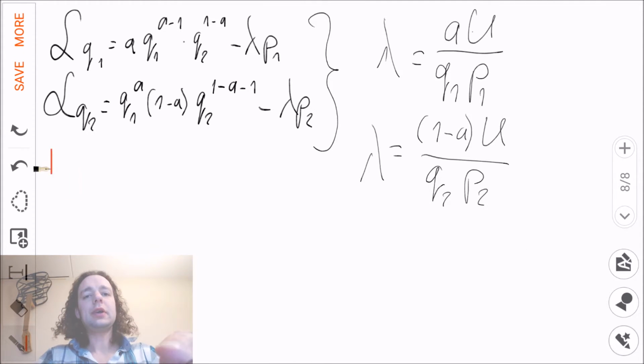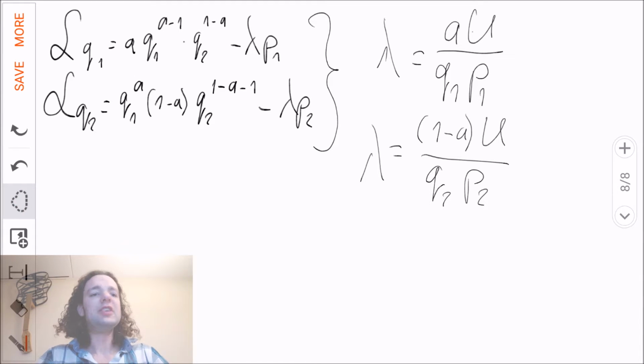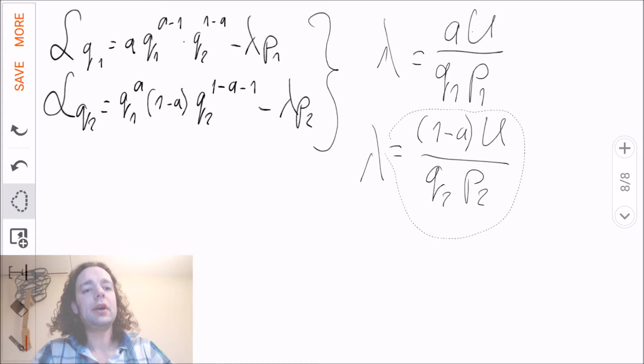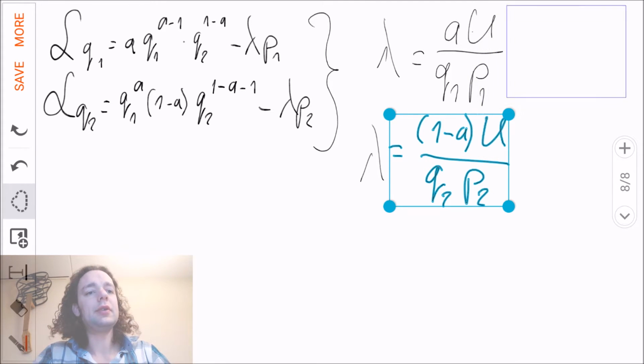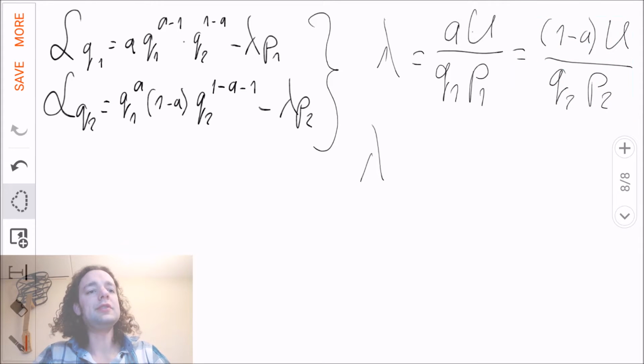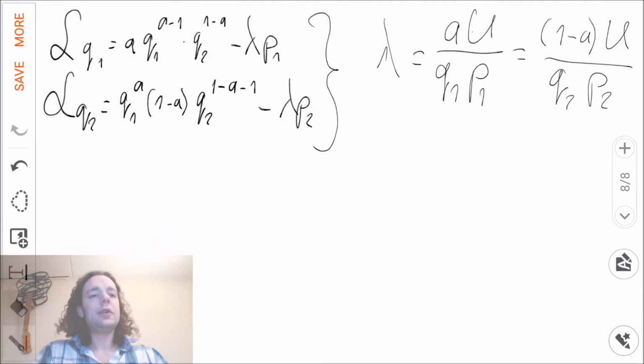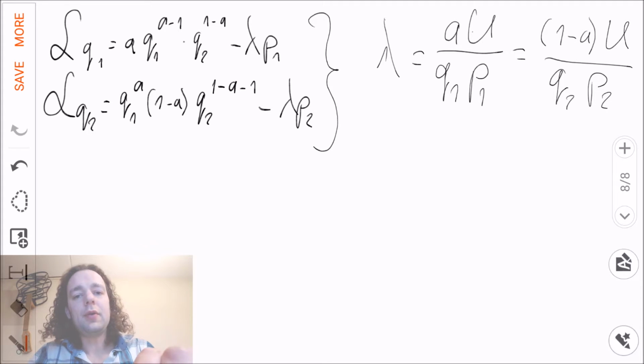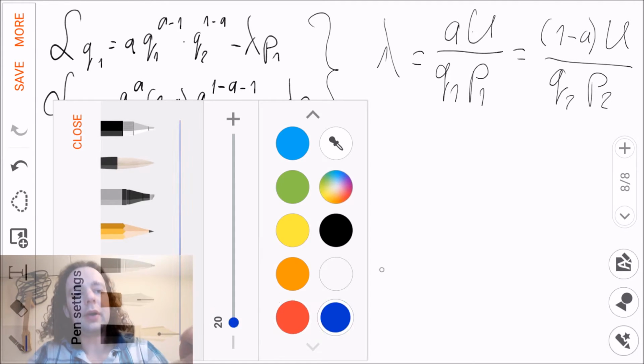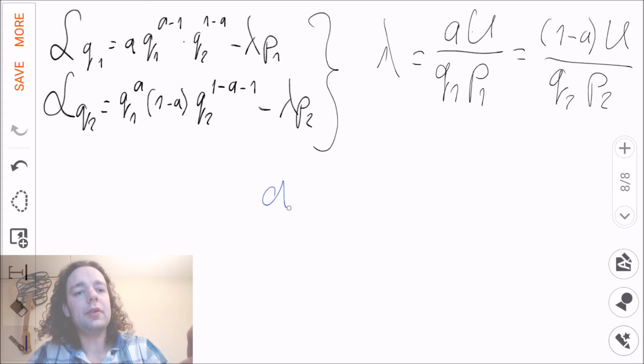Great. So I cleaned the sheet up a bit. Now I've only got the lambdas left, and the lambdas are equal to each other. So lambda equals lambda, right? So I can equalize one formula to the other one. And I'm lazy, so I don't rewrite, I just delete and that sort of stuff. Okay, so here we are. We have equalized these two formulas to each other. And now the question to you, which of the following formulas is the correct one?